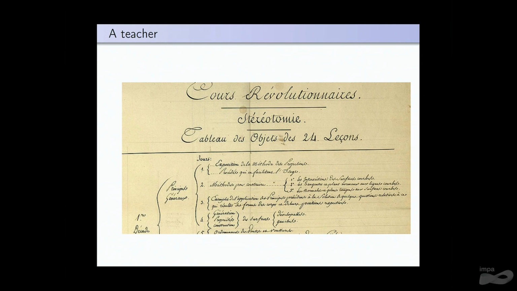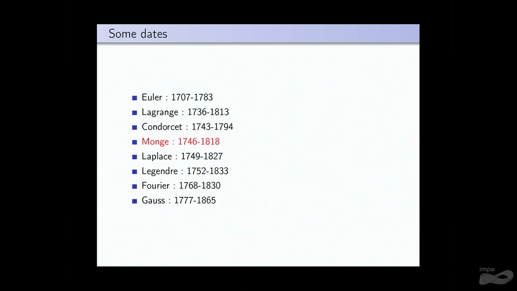And it's amazing to see that in such a course, he was teaching stereotomy. What is stereotomy? Stereotomy is the art of cutting stones. Once again, engineers: it's a mix of pure and applied mathematics that I will discuss today. Monge is the best example of a pure applied mathematician who would make no difference between the two aspects of his contribution. So let me put a few dates in order to understand the global situation.